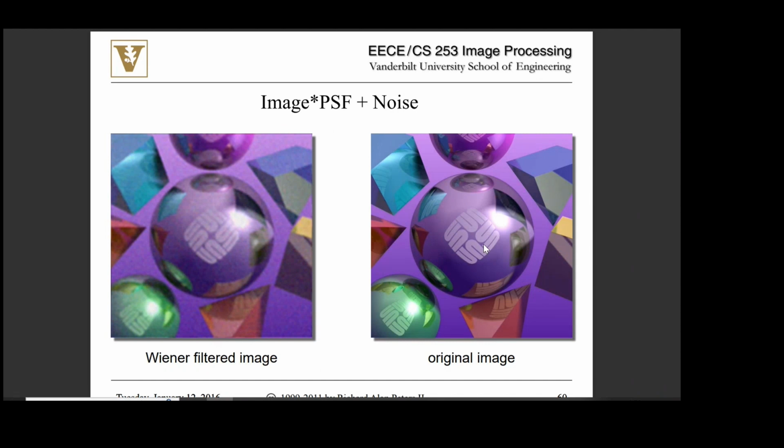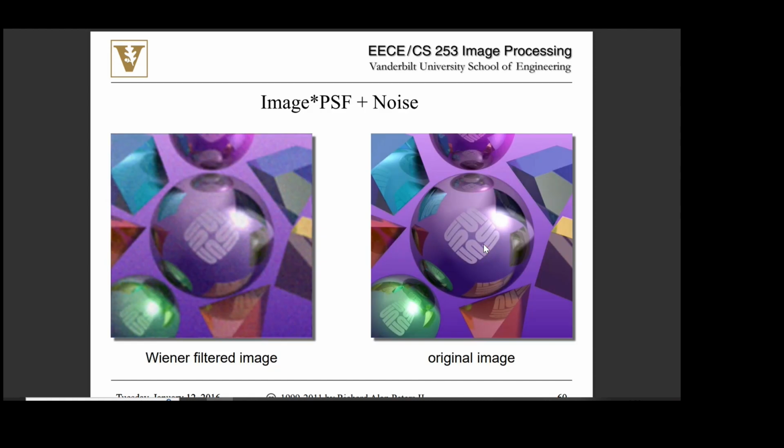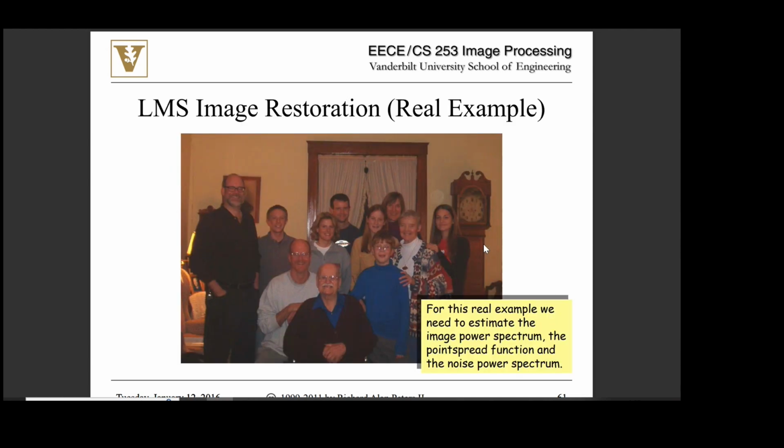Okay, so how to apply this in practice? All this was simulated data, but in reality, you don't know all this stuff. So how can you do it? Here is a very interesting approach. Let's say that we have this picture here, and I want to restore it using this Wiener filter. So I have to look for the kernel, and I have to look for the noise.